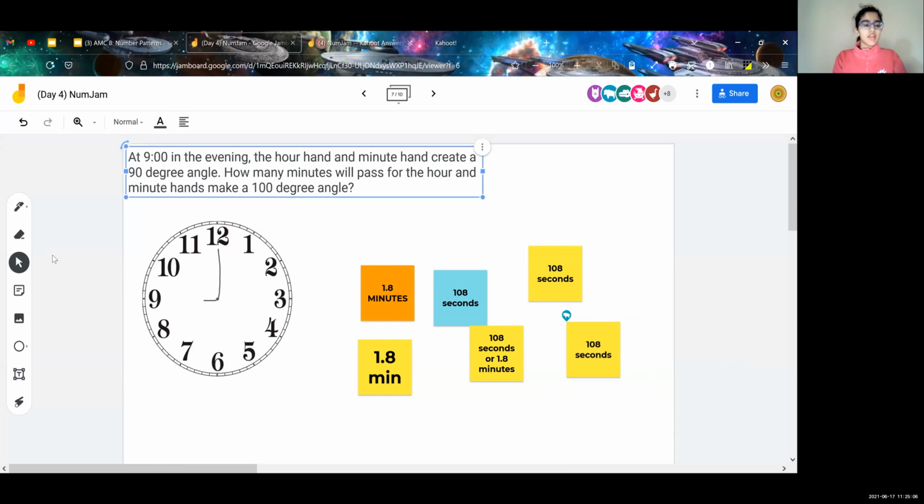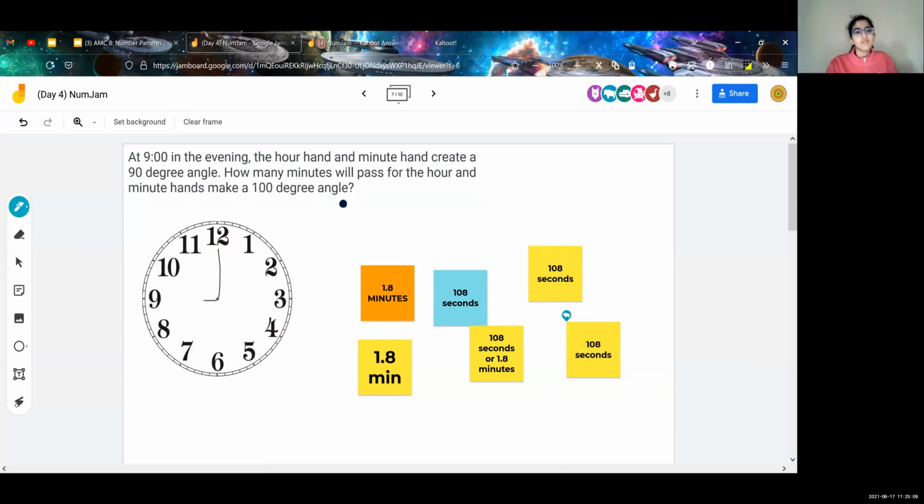Okay, so it's currently at a 90-degree angle. That means we want the minute hand to travel 20 more degrees, right? It asks for minutes, so when you leave it in seconds, that is wrong. We have to do 20 divided by 5.5 because the angle measure between the hands is increasing by 5.5 every minute. So 20 divided by 5.5 is 1.818, around that. So that rounds to 1.8.